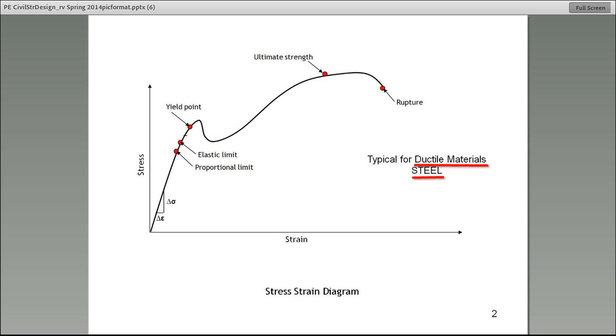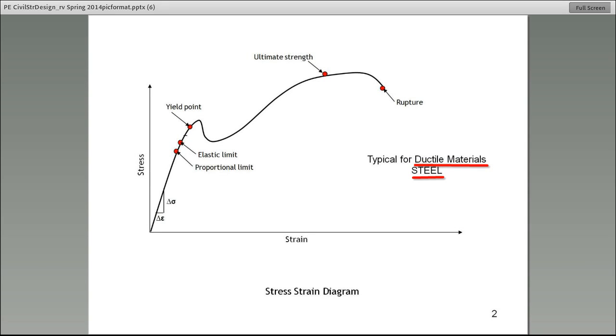However, I'm going back to slide number 2. Ductile materials give us some warning before they fail. And steel, certain carbon content steels, certainly are ductile materials. So what do we mean by not giving us any warning, or in this case of the ductile material, giving us some warning before they fail? Well, what happens is this.